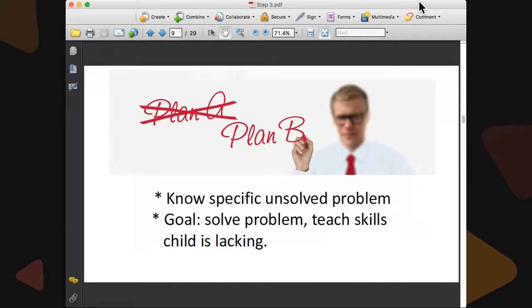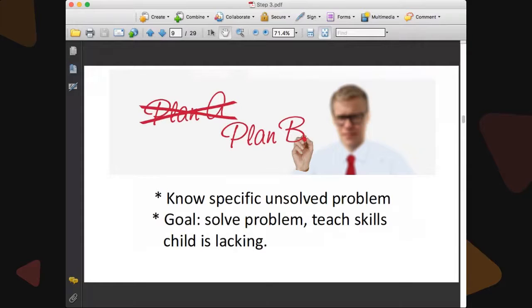We're going to look a little bit more detail about Plan B, since that's the one that we really prefer to use. And with Plan B, you first have to know what that specific unsolved problem is. So if you watched our last video, we talked about lagging skills, the skills that your child doesn't have yet. And it's not because they're bad or they want to bug you. It's just a developmental thing that they haven't reached certain skills. And that will lead to usually those unsolved problems.